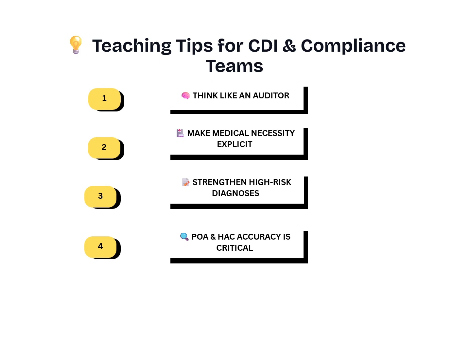3. Strengthen high-risk diagnoses. Focus CDI reviews on RAC hotspots, examples are sepsis, respiratory failure, malnutrition, encephalopathy. Ensure diagnoses are supported by clinical indicators, treatment, and provider assessment. Avoid vague or copied-forward language.